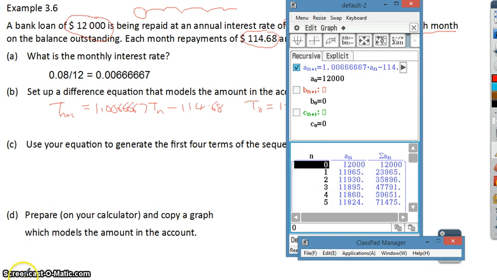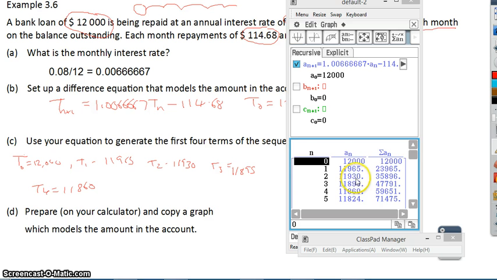and fourth term there. Now, it's interesting to note that even though you've made a payment of $114, you've actually only, if you look here, paid off $35 of the amount that you owed. And that's because the bank applies interest straight away, so they've increased that 12,000 by this 0.00667, then taken off that, which means that about $80 or so would be interest at the beginning.